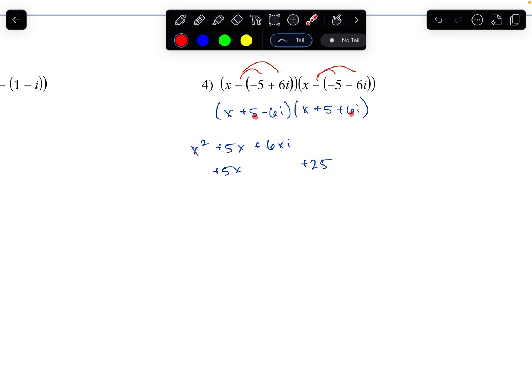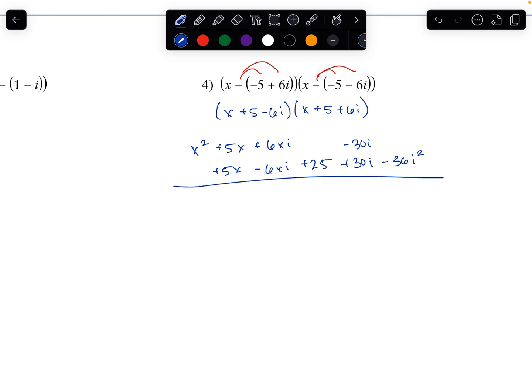Then 5 times 6i is positive 30i. Okay, and then negative 6i times x is negative 6xi. So I'm going to stack that here. And then negative 6i times 5 is negative 30i. So those stack right there. And then negative 6i times positive 6i is negative 36i squared. So combining like terms, we get x squared, plus 10x. Those cancel, so do these right here. We get plus 25 minus 36i squared.